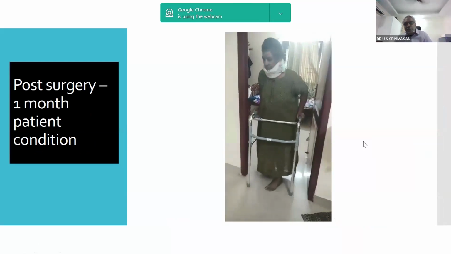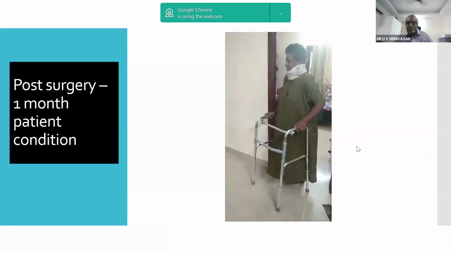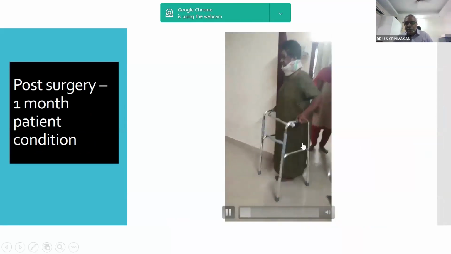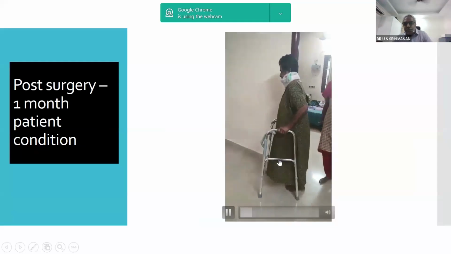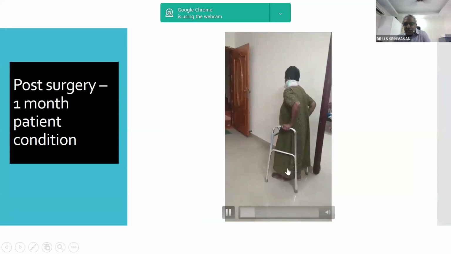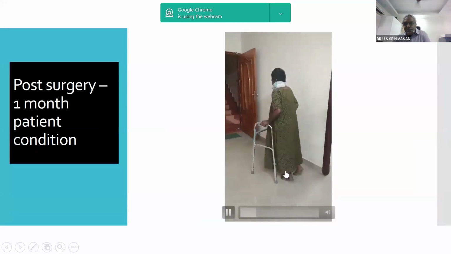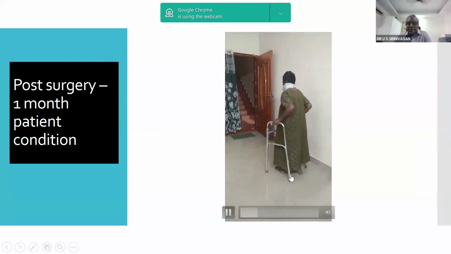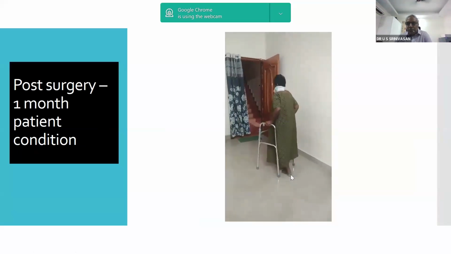So I don't want them to land up with the orthopedician. So I ask them to use a walker for 1 month, especially in those patients whose power is grade 2. This is 1 month later. She had grade 2 power. Right leg was weak. Now you can see her walking with a walker. Very good improvement with it.